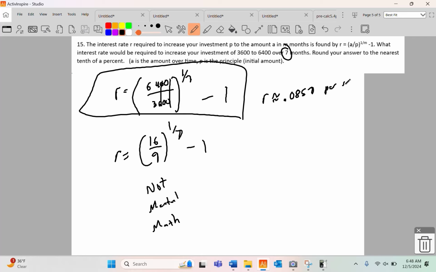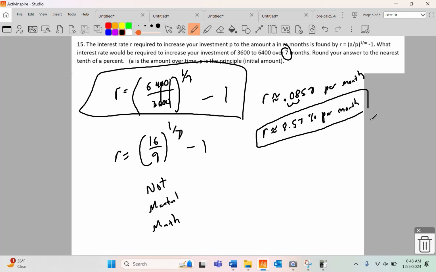per month. But this is a decimal. And we move the decimal 2 positions. So it's about 8.57% per month, which is really good. That's per month. Your investment increases by nearly 9% each month.